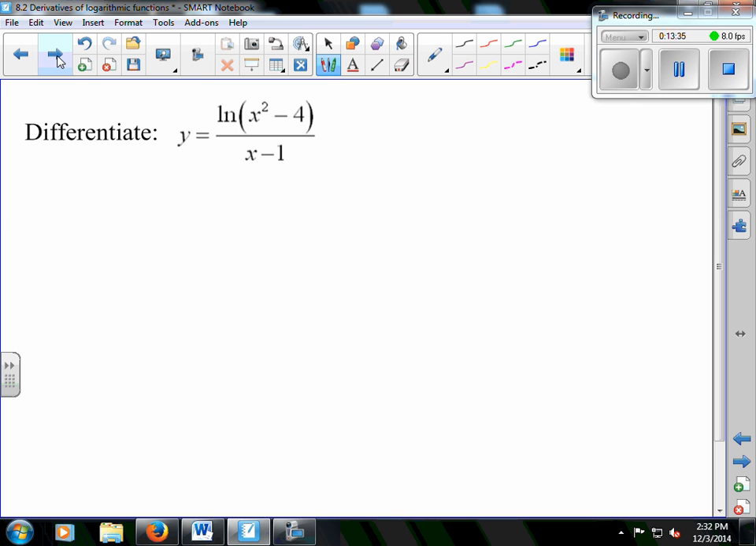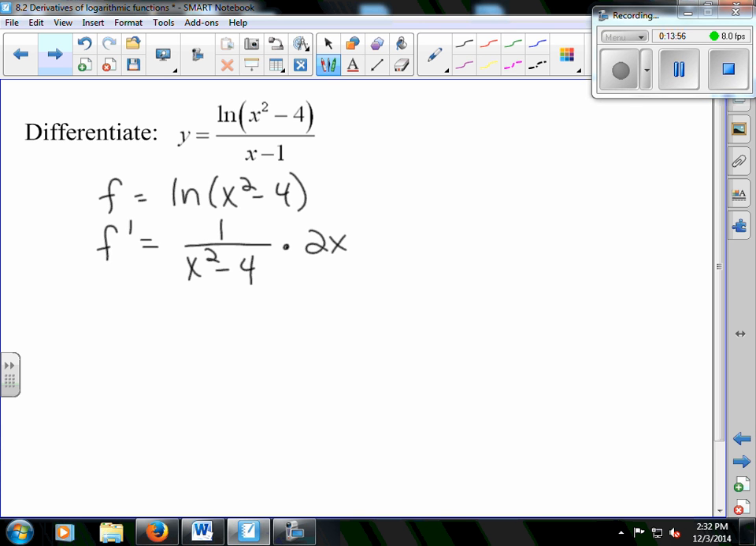All right, we have one last example to do here. The natural log of x squared minus 4 over x minus 1. We need to use the quotient rule here. That top is not easy to differentiate, so I'm going to go ahead and label here. So 1 over your inside times the derivative of the inside. Oh, that wasn't that hard. Now the derivative of the bottom is just 1.